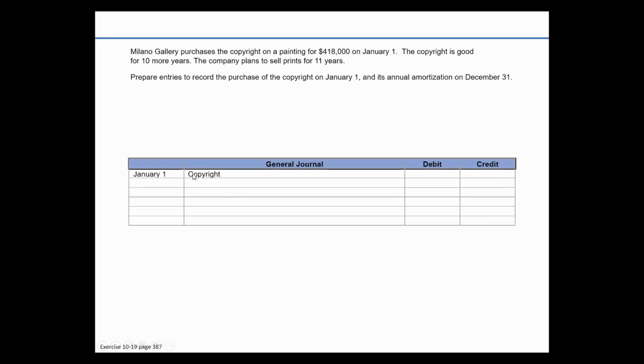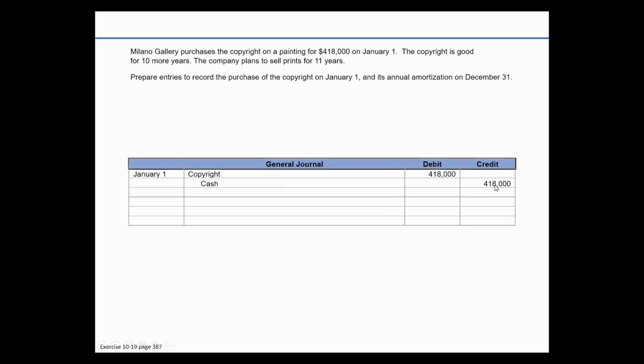Let's look at amortization of intangible assets. The Milano Gallery purchases the copyright on a painting for $418,000 on January the 1st. Now the copyright's good for 10 more years, and the company plans to sell prints for 11 years. So we'll prepare the entries to record the purchase of the copyright on January the 1st and its annual amortization on December 31st. We have to debit copyright in the amount of $418,000 and then cash credit in the amount of $418,000.